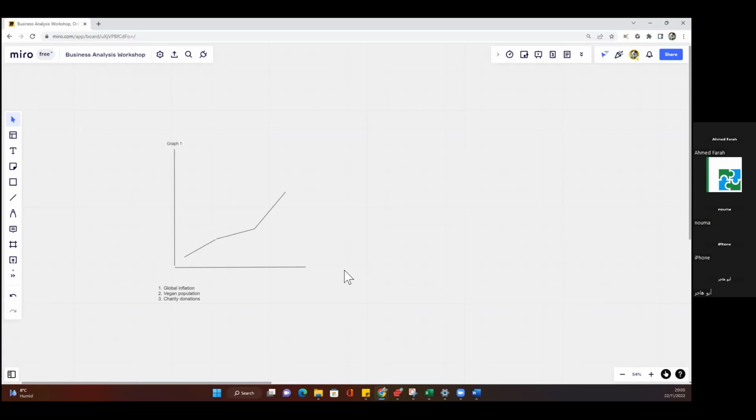So my question is, this graph represents one of the three items listed there: global inflation, vegan population, or charity donations. The graph doesn't have the numbers, but let's assume it's between 2021 and 2022. So what do people think? I can't do a poll here, but anyone can shout out. What does it represent? One, two, or three?